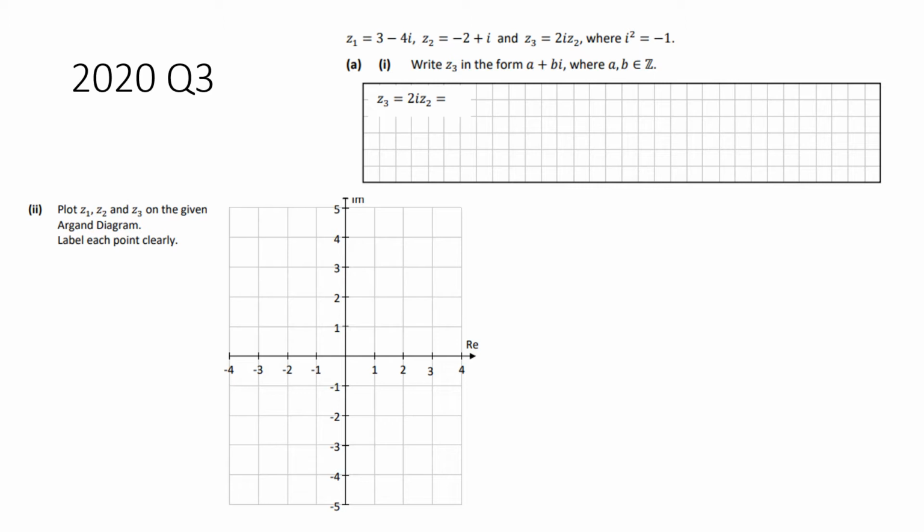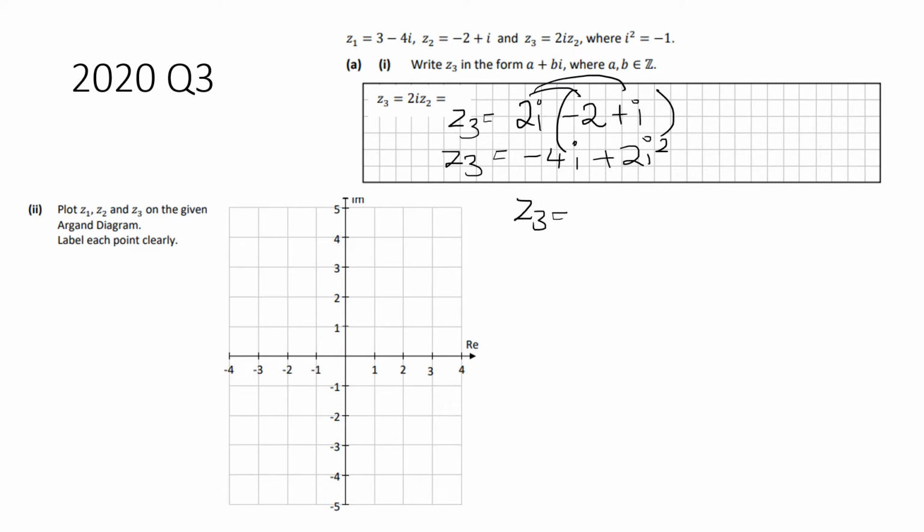So z3 is made up by multiplying 2i by whatever z2 is, which is minus 2 plus i. So that's how you find z3. So then you just want to simplify it. So 2i by minus 2 is minus 4i. And then 2i by i is 2i squared. So remember, everywhere you see i squared, just replace it by minus 1. So this is now z3 is equal to minus 4i plus 2 times minus 1. So that means that z3 is minus 2 minus 4i, because you always write your real first, followed by your imaginary. So that's that one.